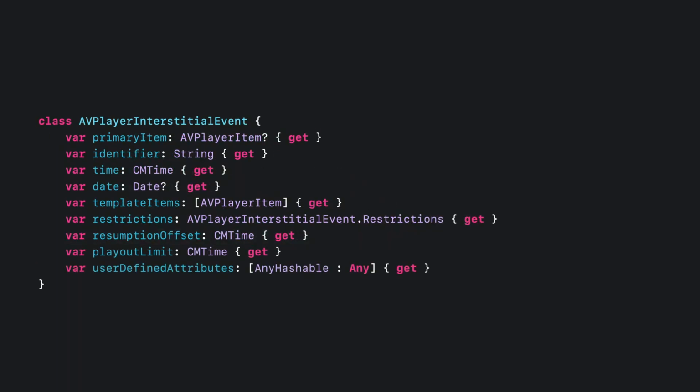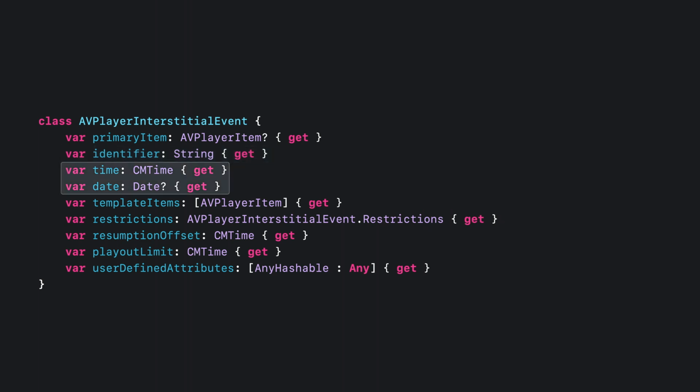The AVPlayerInterstitialEvent object that describes an interstitial event has properties that are basically analogs of the date range attributes that we saw earlier. The primary item represents your primary asset on whose timeline you'd like to schedule the interstitials. The identifier is similar to the ID attribute, and this uniquely identifies the event.